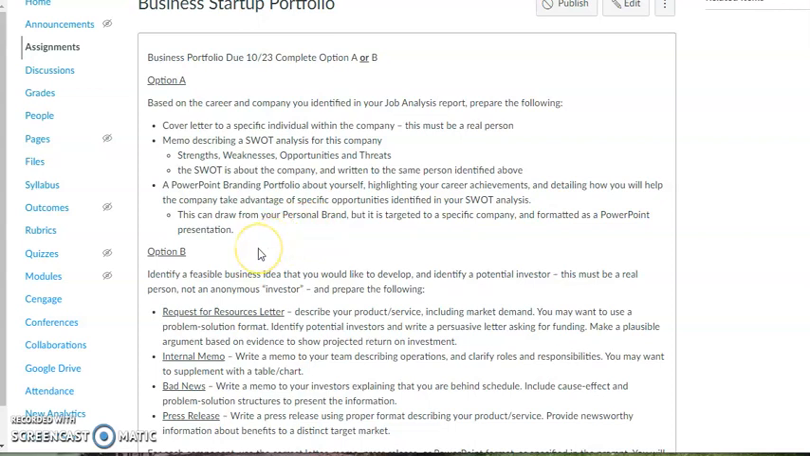The second piece of communication for option A is a memo. Now, memos are formatted differently from cover letters. So again, look at the templates and the examples in the chapters that you have coming due. In the memo, I want you to create what's called a SWOT analysis. And SWOT stands for strengths, weaknesses, opportunities, and threats.